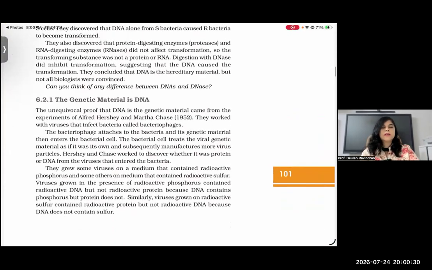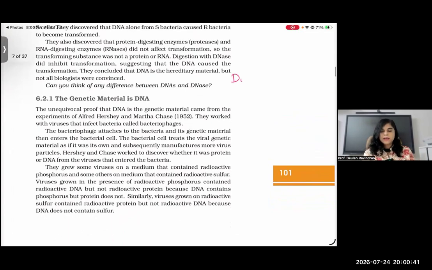So right now it is confirmed DNA is the genetic material. You'll be asked, okay, I told DNA is right, so what is DNA? You must understand all these terms. DNA is the nucleic acid, which is the hereditary material in all organisms except a few viruses we saw.